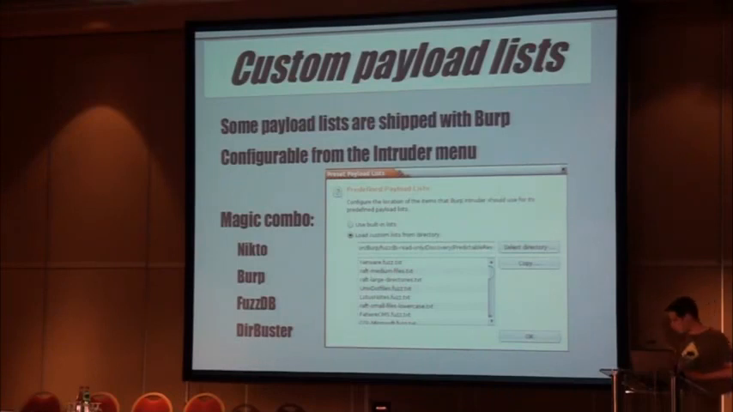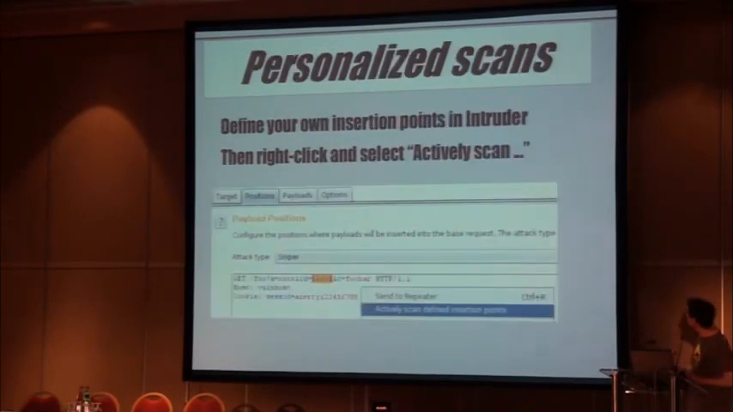And so the magic combo is something like the one from Burp, then Nikto, then FuzzDB, then DirBuster, and everything you need. You can add the RockYou password list if you are brute forcing passwords and everything. You do whatever you want. So you win 3 clicks. This is cool.